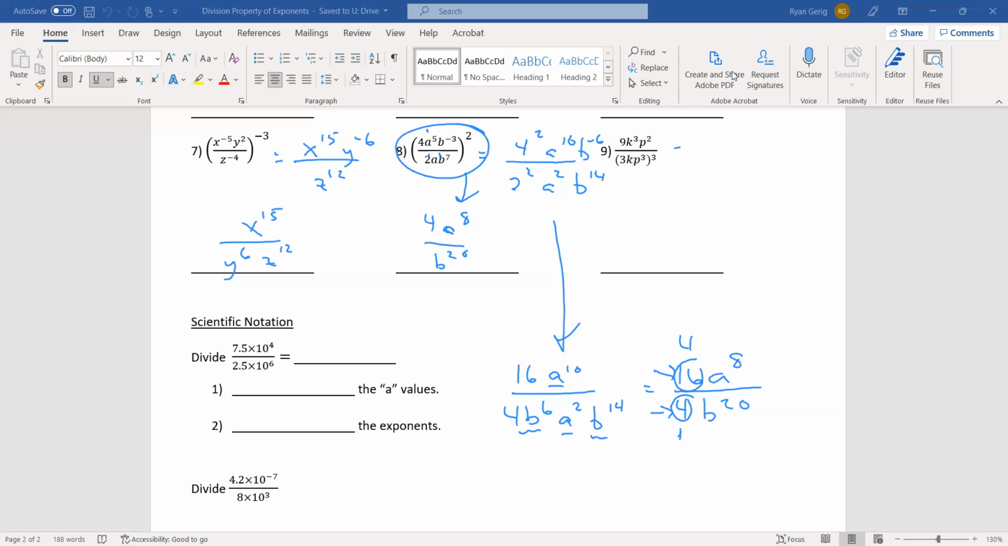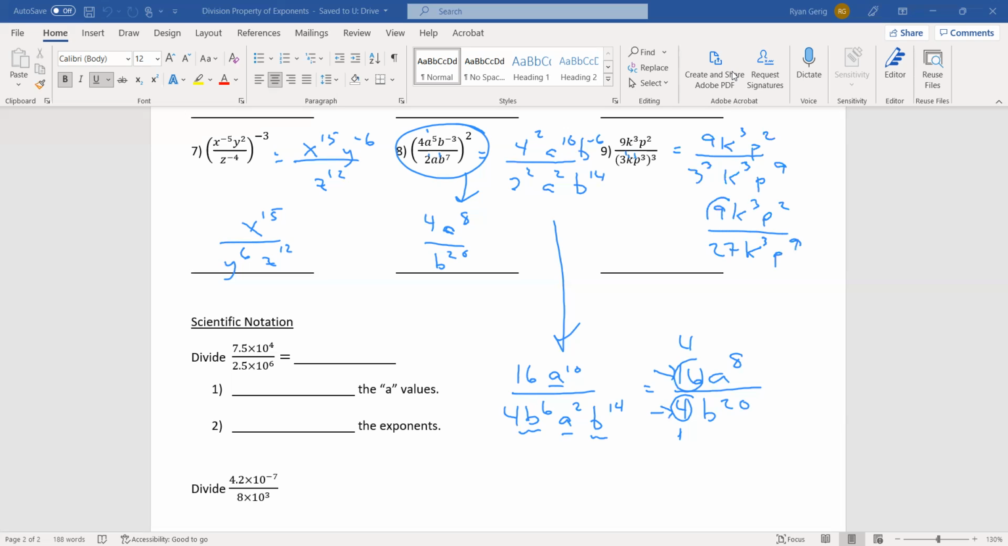The top is already simplified. I can't do anything to that. There's no exponent on the outside, so I'm going to leave that 9k to the 3rd, p to the 2nd. The bottom, I do need to multiply each exponent by 3. So 3 has an exponent of 1, k has an exponent of 1. So it's going to be 3 to the 3rd, k to the 3rd, and p to the 9th. Okay. Before I do anything, I'm going to go ahead and multiply 3 to the 3rd and get 27.